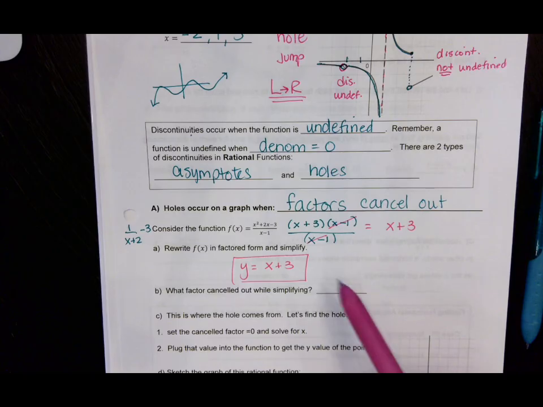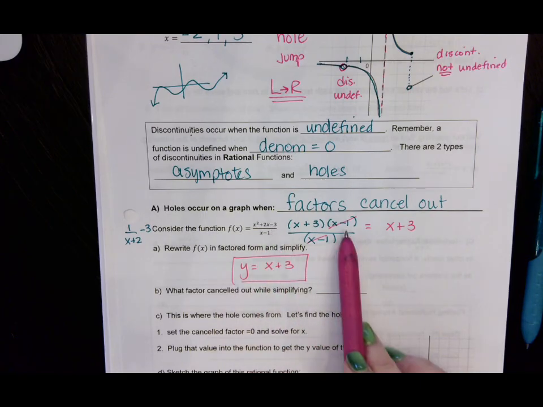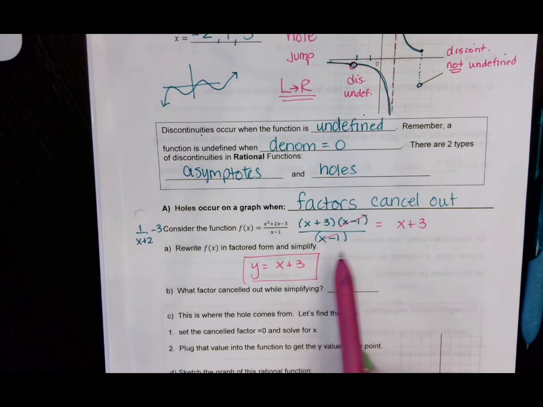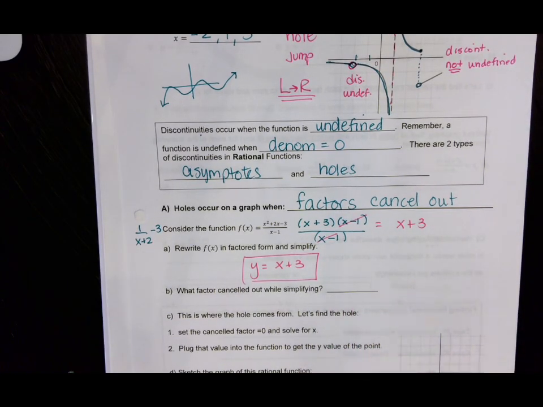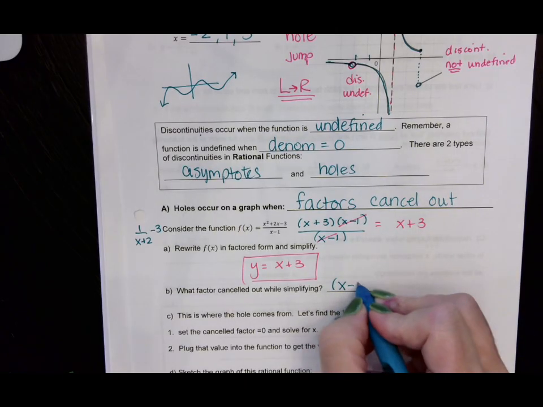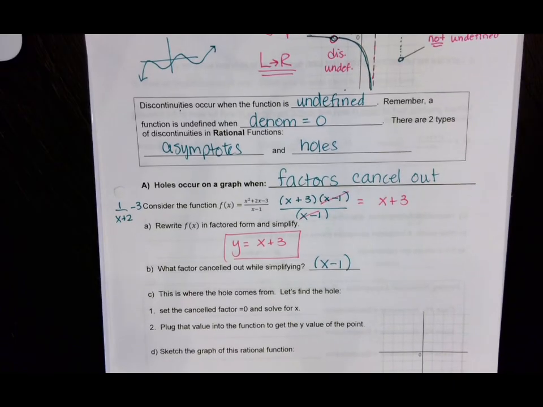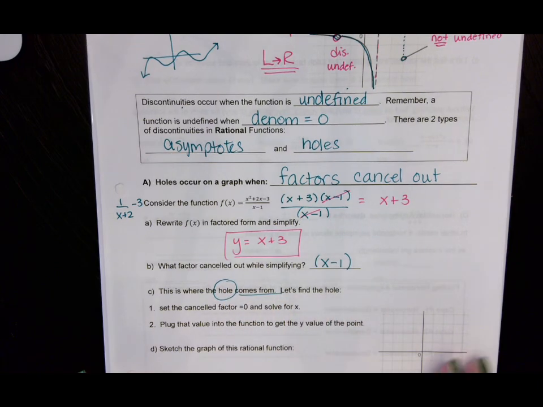Now, I could have gone in here and done synthetic division and said, I want to see if this is a factor, and I could factor it out, but it's not going to tell me if anything cancels in the top. So you want to just factor the top and get everything to cancel. Okay, so what factor canceled when we were simplifying? The factor of x minus 1. So now what we're going to do is we're going to graph this, and we're going to see what happens with this hole. So this is where the hole comes from in our graph.